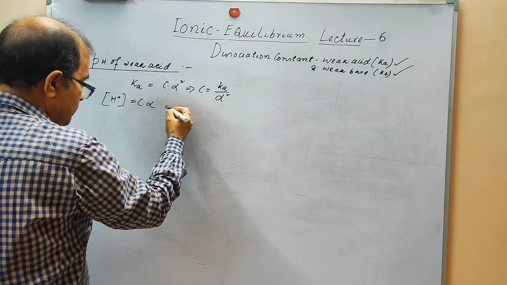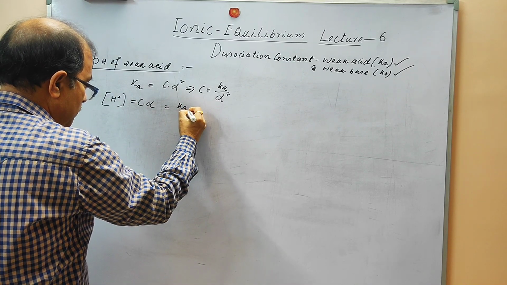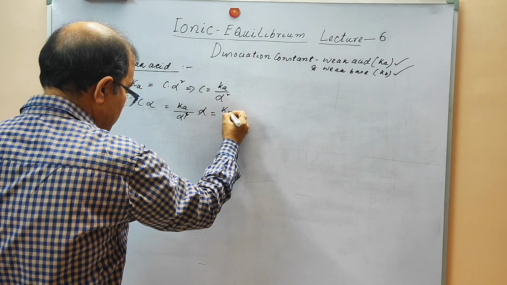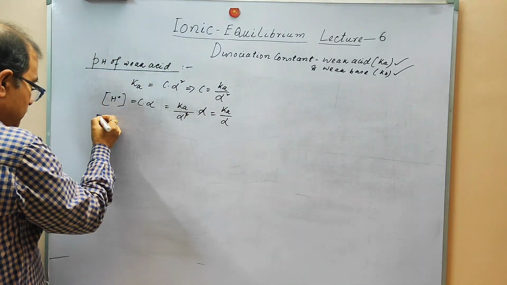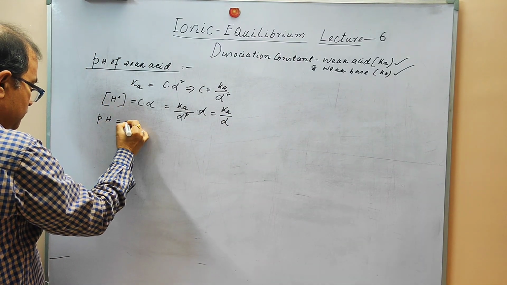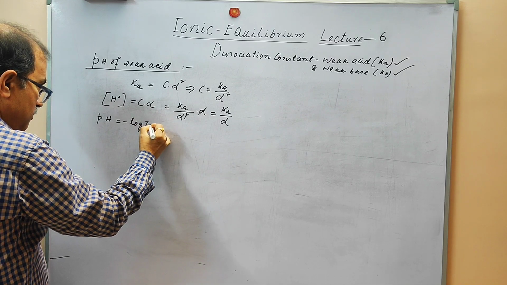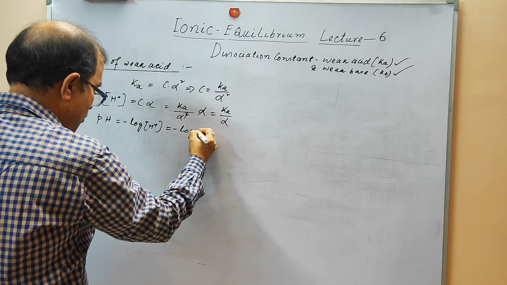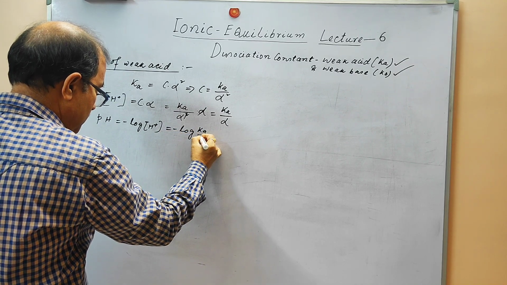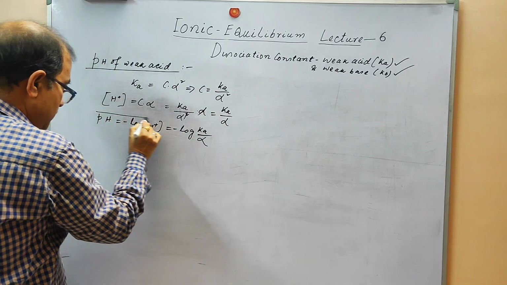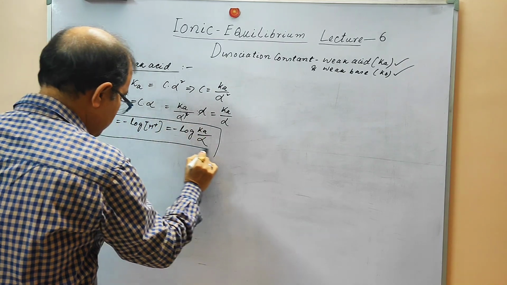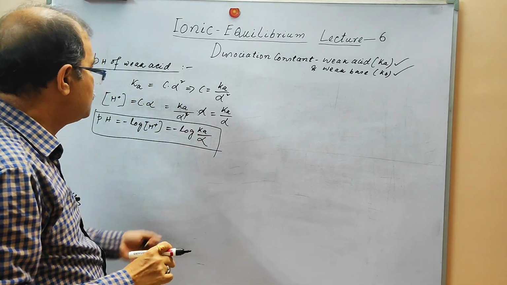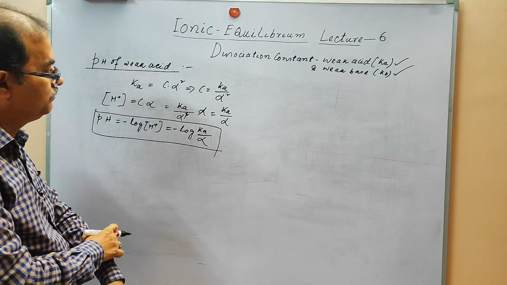Then we put in this value of C. So it is Ka by alpha square into alpha, and this gives Ka by alpha. And the pH is equal to minus log of the H plus ion concentration, that is minus log of Ka by alpha. This is a very important relationship: the pH of the weak acid is given by its dissociation constant and its degree of dissociation.